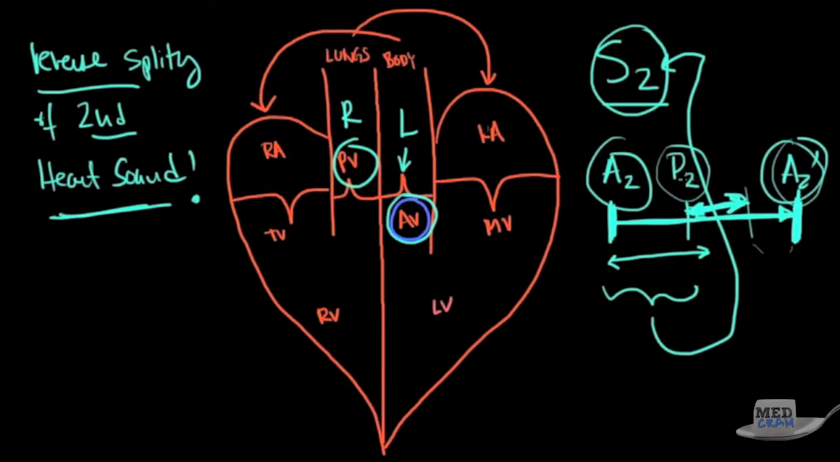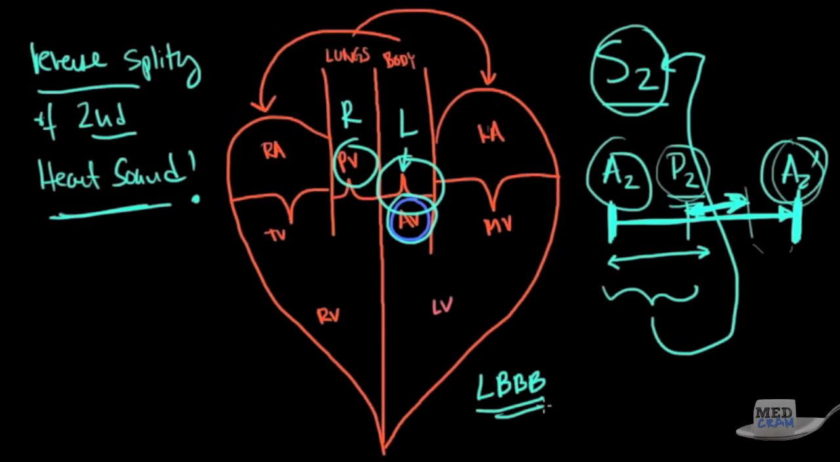So what would do that? What would cause A2 to be so late in relation to P2? Well, it's anything that causes the left side to slow down relative to the right side, or anything that causes the right side to speed up relative to the left side. So there's two things that'll cause the left side to slow down. One of them is the thing that we've been talking about today, which is aortic stenosis. So aortic stenosis is one of the causes of paradoxical splitting or reverse splitting of the second heart sound.